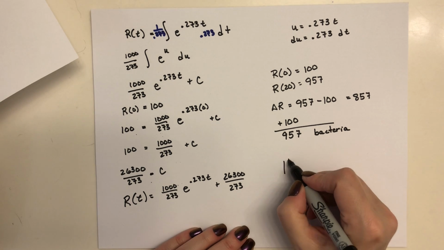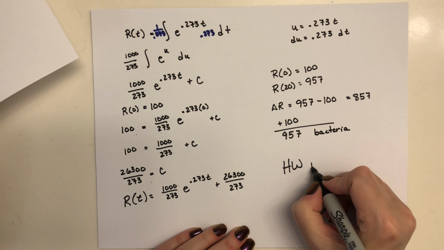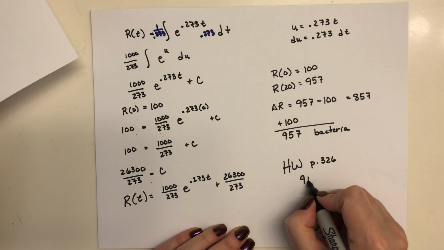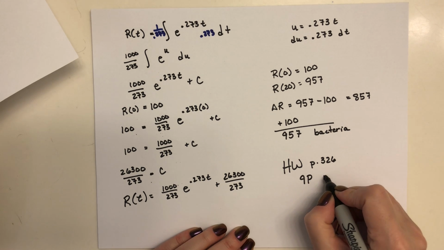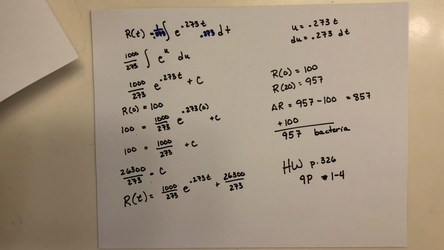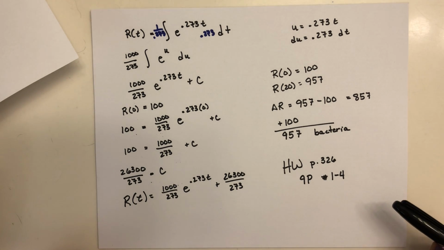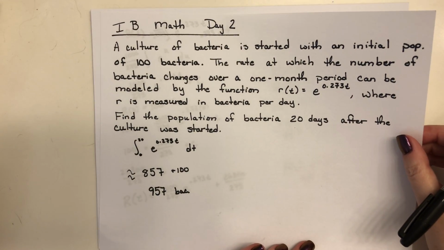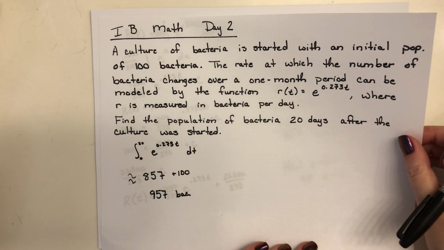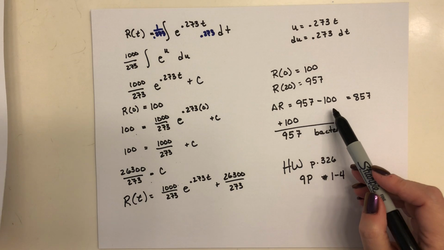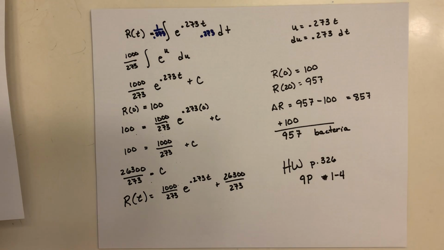That's our only example for today. Your homework can be found on page 326, and it's 9P as in Paul, numbers 1 through 4. So the big takeaways: yes, you can use your calculator. As you can see, the calculator was extremely fast. Just don't forget to add on your initial amount at the end, that 100. So you want to find the change and then add on the initial amount.